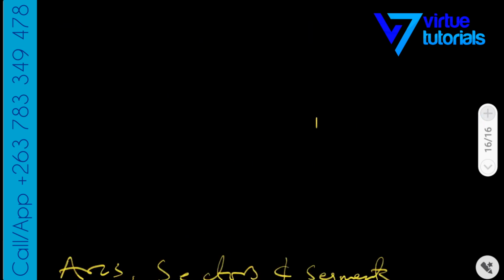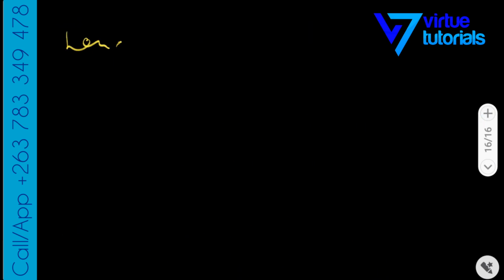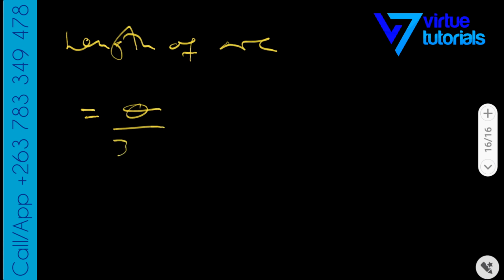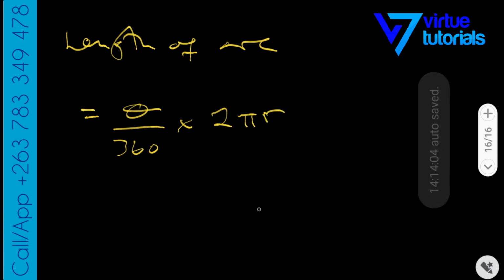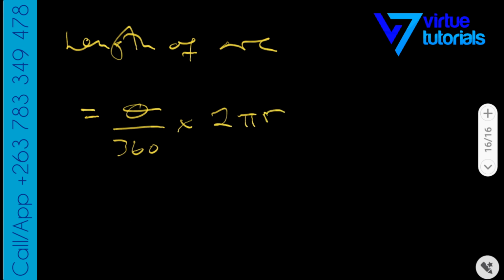So the formula for length of arc that we use is theta over 360 times 2 times pi times r. So theta over 360 times 2 pi r. To make it short, I think it will be much simpler just to say theta over 360 times 2 pi r. Okay, that's how you find length of arc.